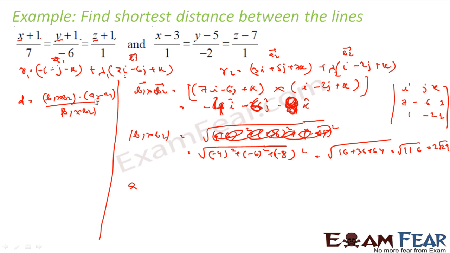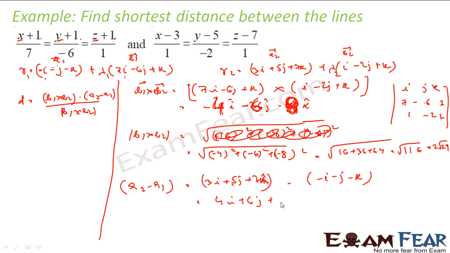Similarly, you have to find a2 minus a1 also. So a2 minus a1 will be nothing but this guy, 3i plus 5j plus 7k, minus a1, minus i minus j minus k. Solve this and it becomes 4i plus 5 plus 1, 6j, plus 7 plus 1, 8k. Right? You put the values here.